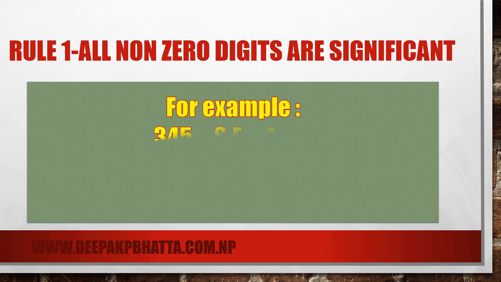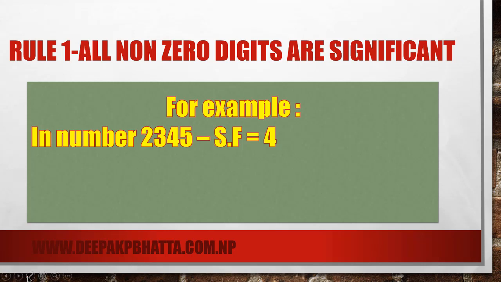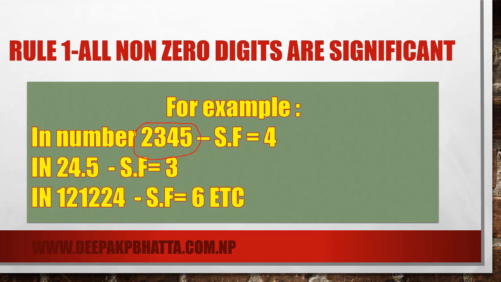For example, here is the number 2345. It has 4 significant figures because it has 4 digits. They are 2, 3, 4 and 5. That's why its significant figure count is 4. Another example, here is a number 24.5. It has 3 significant figures: 1, 2 and 3.